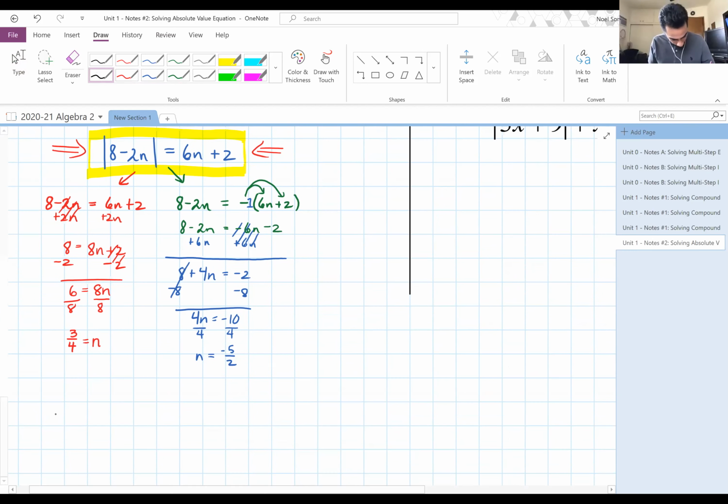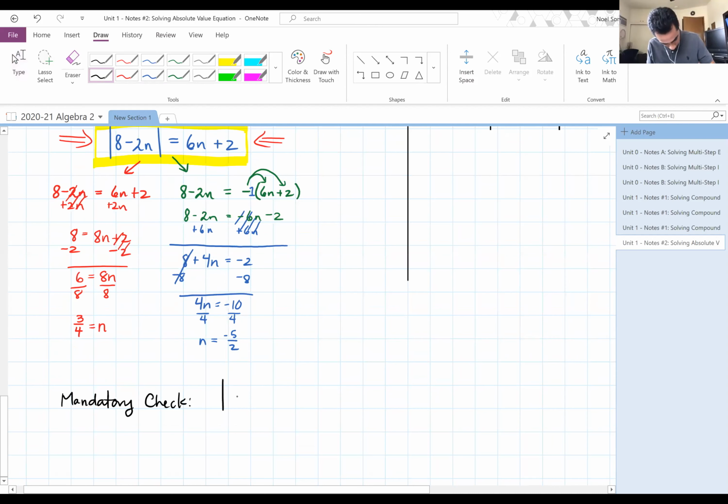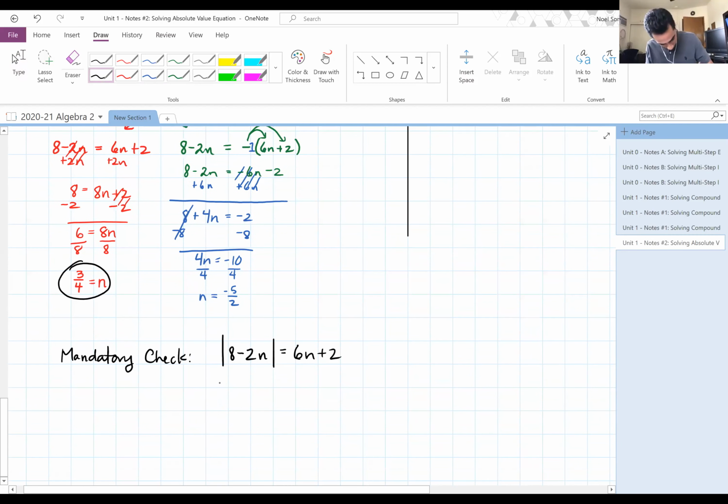So I'm going to call this a mandatory check. All right, so we have the absolute value of 8 minus 2n equal to 6n plus 2. So we're going to first plug in 3 over 4. So here we have the absolute value of 8 minus 2 times 3 over 4 equal to 6 times 3 over 4 plus 2.